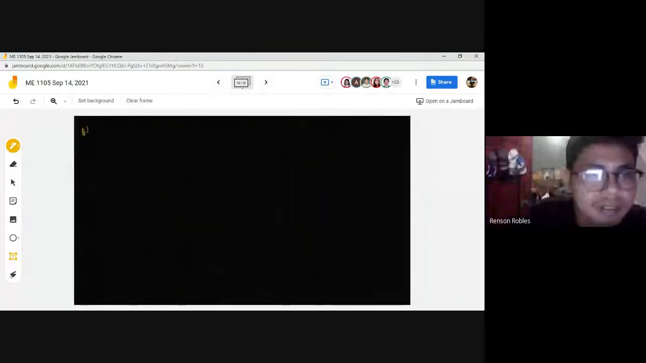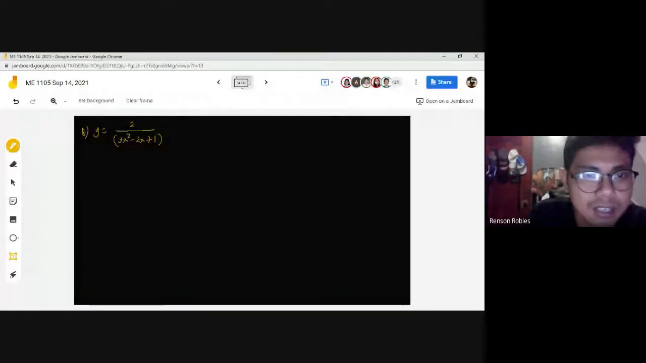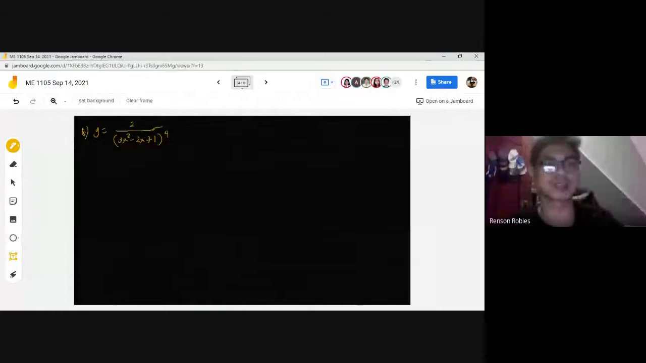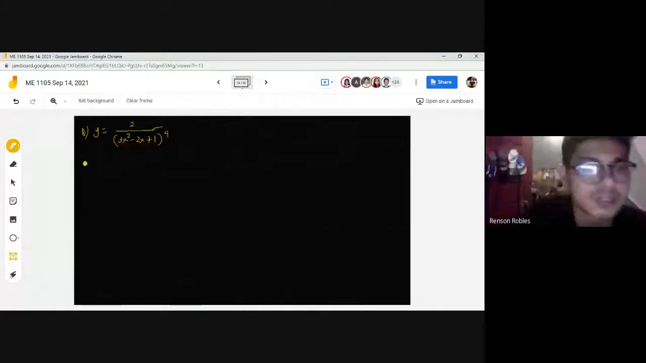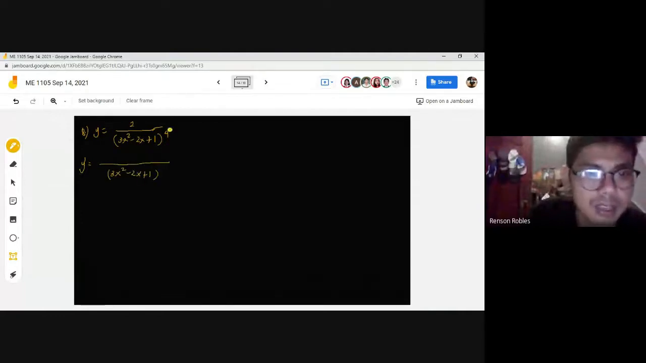What if it's like this now? Y equals, say, 2 all over 3x squared minus 2x plus 1 raised to 4. Here we use the chain rule, but we will simplify the process. So y prime equals, you just copy 3x squared minus 2x plus 1. Then you add 1 to the exponent, 5.